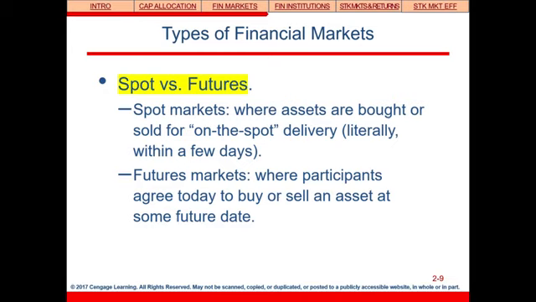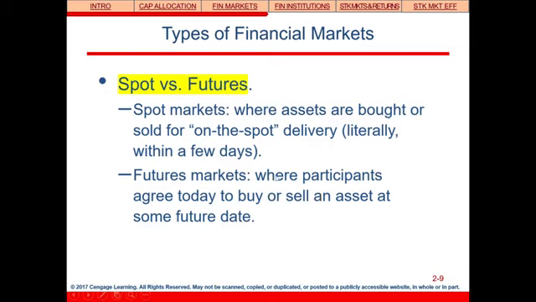The spot markets are markets where assets are bought or sold for on-the-spot delivery, literally within a few days. Yeah, so for example, you try to buy Apple stock in the stock market. You buy it, you pay the money today, you send out your order today, and if it succeeds, you pay your money today, and you probably will get your stock either the same day or the next day, or the next working day, right? So everything happens immediately, or at least within a few days if the transaction takes a number of days. But future markets are different.